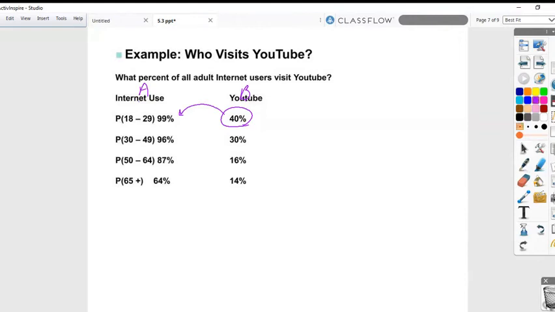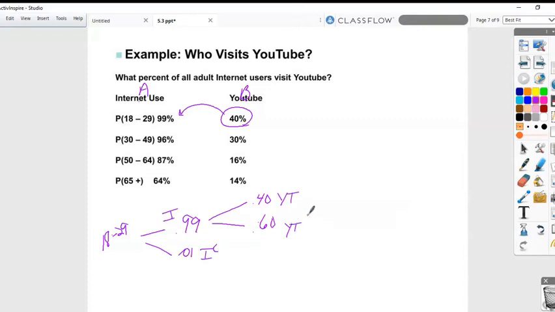Okay, so we are doing internet use. So we have 99% between 18 to 29 who use the internet, and 1% don't. I don't know who the 1% is that don't. And then you have YouTube. So this 1% don't use the internet, but 99% do, and of those, 40% do use YouTube, and then 60% wouldn't. 99% use the internet, and remember that complement symbol, that would be I^C. This would be YouTube^C.